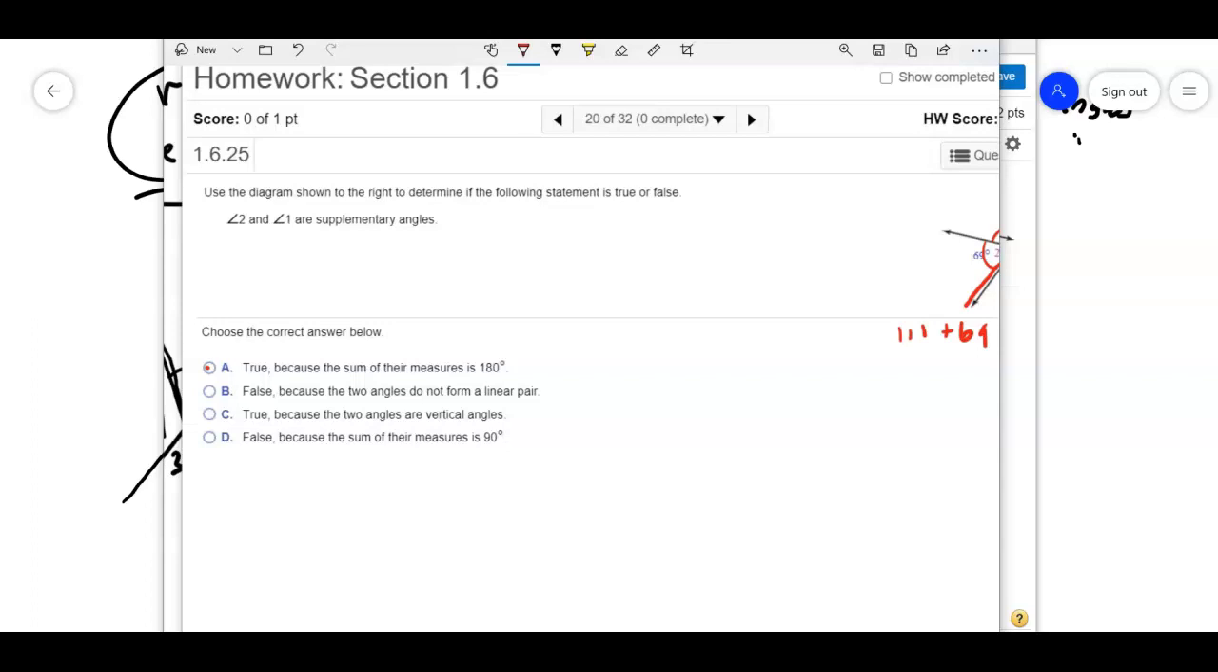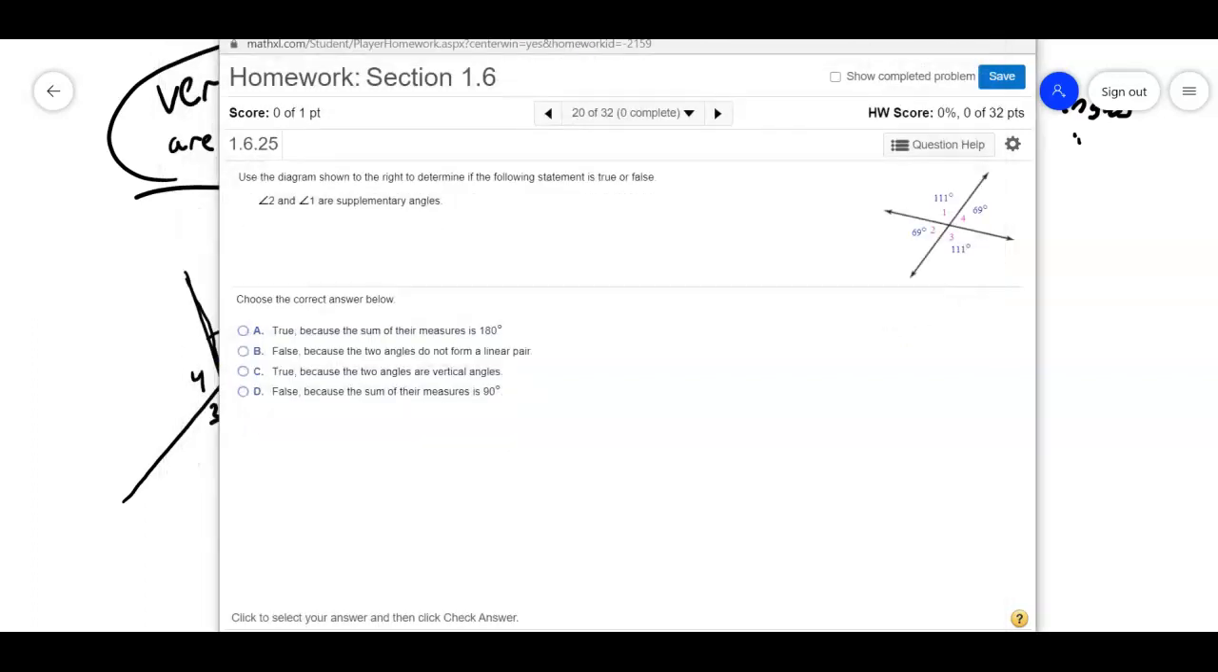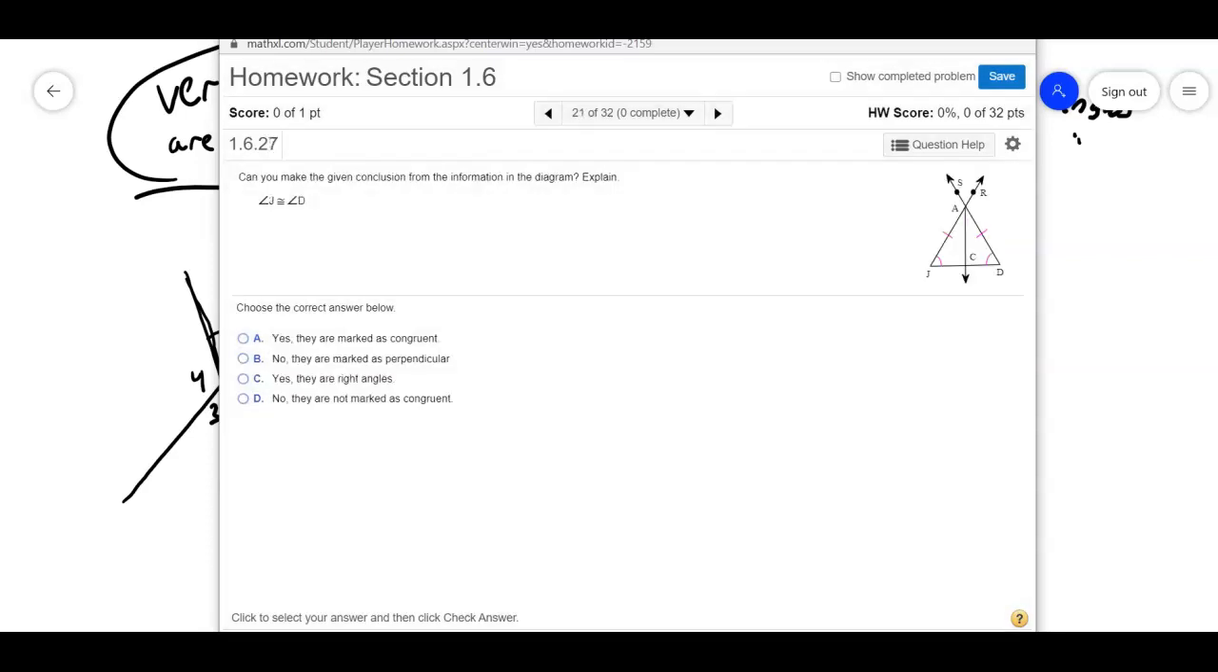So that's, again, just a random problem. Let me see if I can maybe pick another one. On this one, can you conclude that J is the same as D? Definitely, because they each just have the one mark. So if they each have one mark, they're congruent.